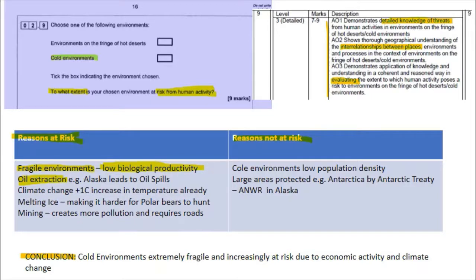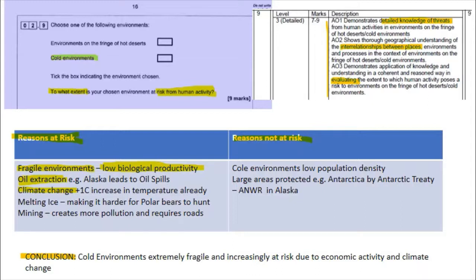I might talk about climate change. The Arctic, for example, is the most rapidly warming part of the Earth. It's already seen a 1 degree increase in temperature, and that means that new species are starting to invade. It also means that the ice is melting, and polar bears need ice to hunt, so they're at risk of becoming extinct. So I might bring in a specific example of an animal here. This is getting lots of points and getting me towards that level 3 detailed answer.